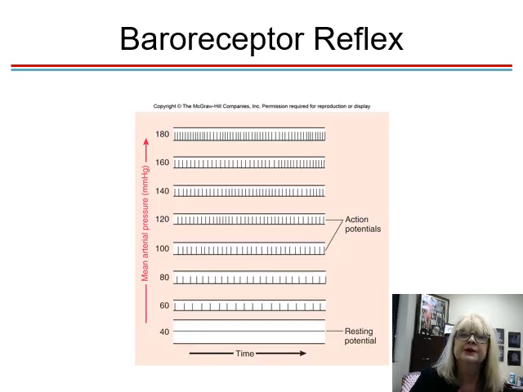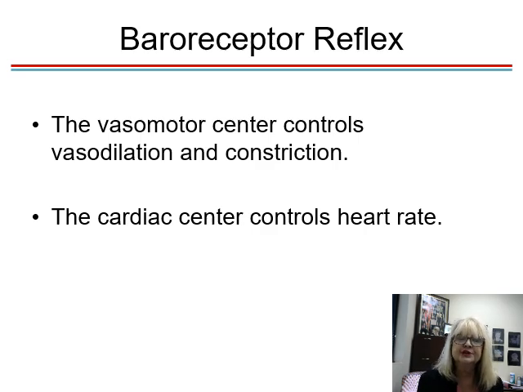So the effect of blood pressure on the baroreceptors response. This is a recording of the action potential frequencies in sensory nerve fibers from the baroreceptors in the carotid sinus and the aortic arch. So as the blood pressure increases, the baroreceptors become increasingly stretched, and this results in a higher frequency of action potentials transmitted to the cardiac and the vasomotor control centers in the medulla oblongata. So the vasomotor center controls the vasodilation and constriction, and the cardiac center controls the heart rate.